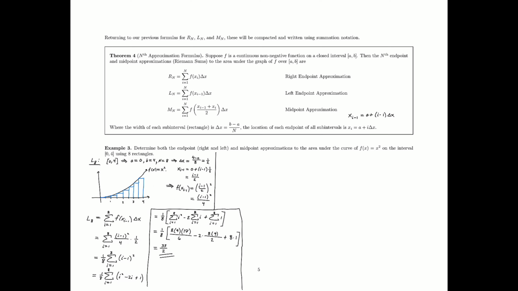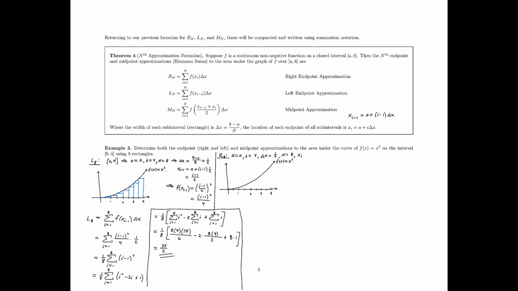We don't specifically need to draw the picture to do this, but just so you can see it, the right endpoint approximation, again, we have the same thing. We have a equals 0, b equals 4, delta x equals a half. Our n is 8. We also have our x sub i, because if you look above here, for the right endpoint approximation, we don't need x sub i minus 1. We just need x sub i.